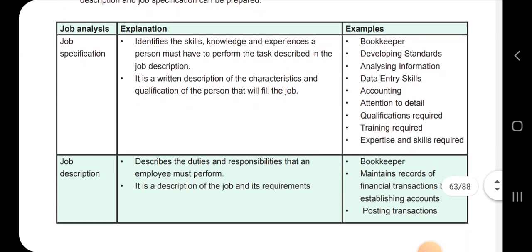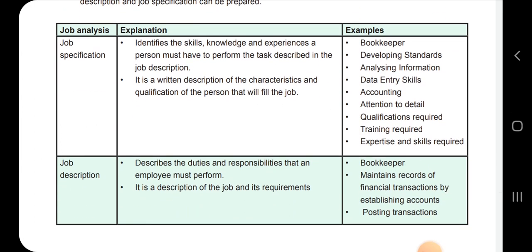So whenever someone has to be hired, there's a job specification and a job description that should be done by the HR department. When we're talking about job specification, we identify the skills, knowledge, and experience a person must have to perform the tasks described in the job description. Specification is skills and knowledge. What should you have to be able to teach grade 4 learners?